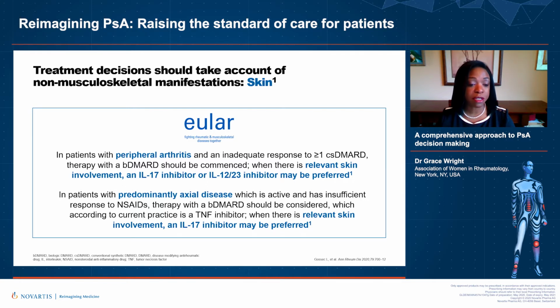In patients with predominantly axial disease, which is active and has an insufficient response to NSAIDs, therapy with a bio-DMARD should be considered, which according to current practice is usually a TNF inhibitor, but when there's relevant skin involvement, an IL-17 inhibitor may in fact be preferred.